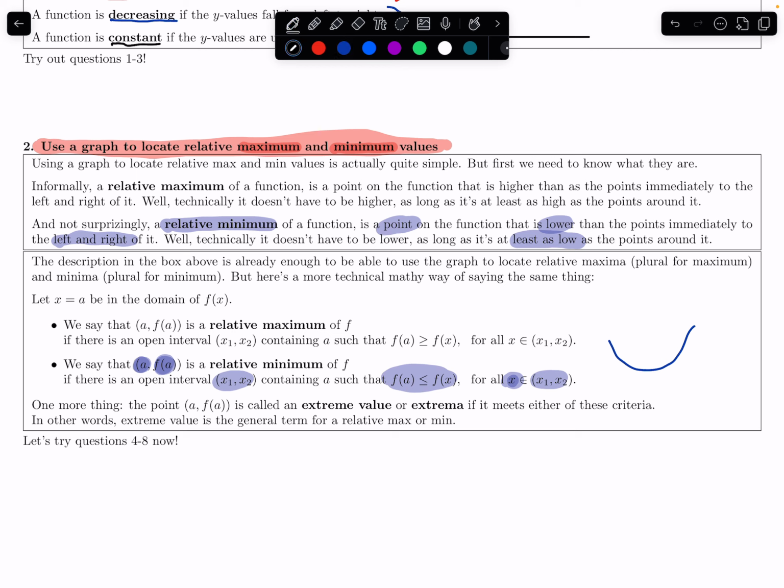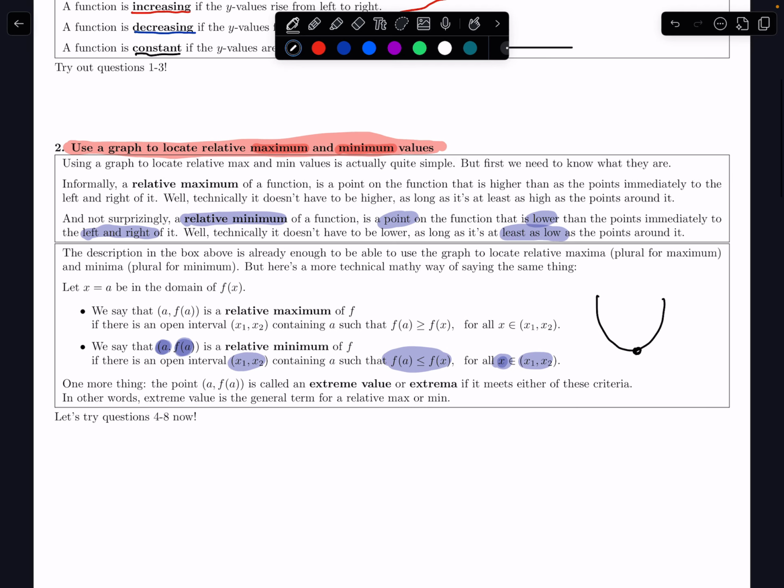So the picture here is something like this, right? Here you've got your a, and by the way, here's the interval. Here's x1, here's x2, and your a is somewhere in between them, right? So if I look to the left and to the right, everything else is higher, or at least a is not any higher than those. So it's like the low point, basically. Okay, I said a lot of words, but it's really a simple idea. It's just a minimum if things around it are higher, right?